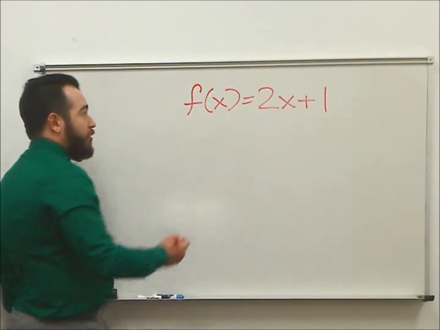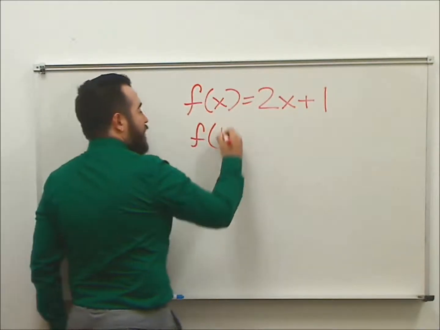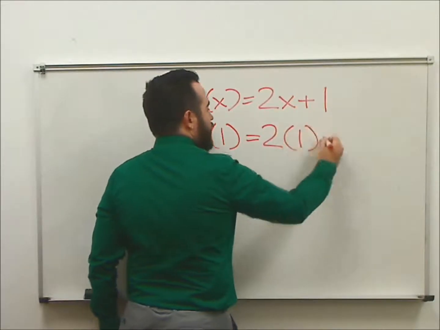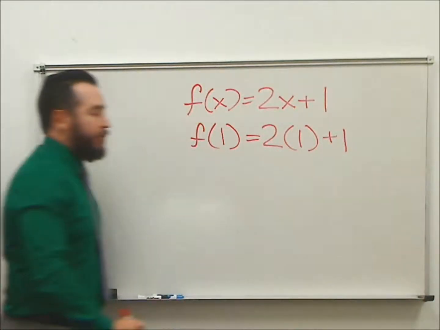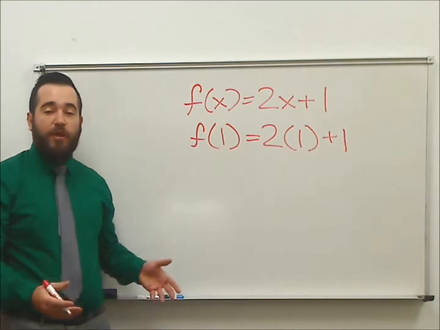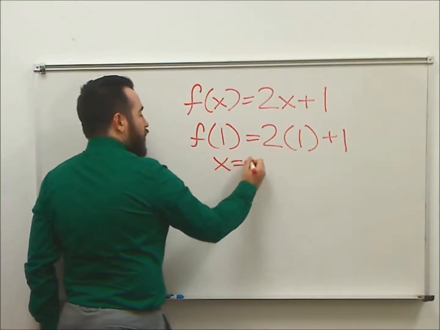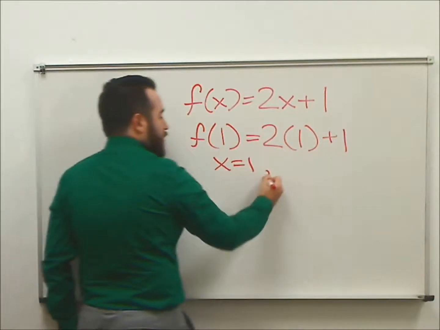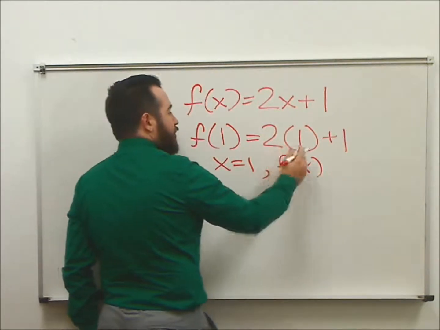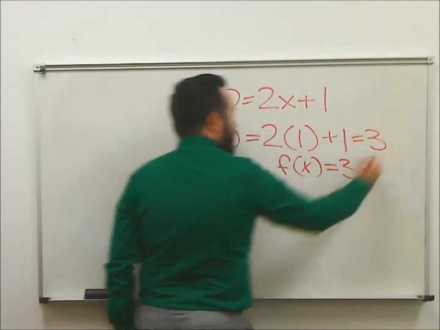So for example, if we were to evaluate this function at 1, we would have f of 1 equal to 2 times 1 plus 1. We would replace everywhere we see an x with a 1. So just to clarify, when x equals 1, f of x equals 2 times 1 plus 1, or 3.